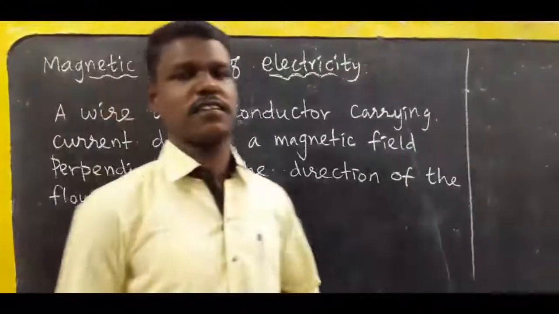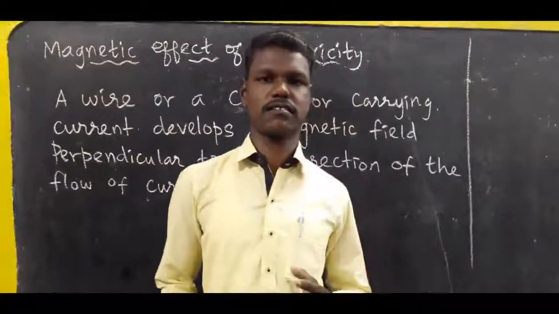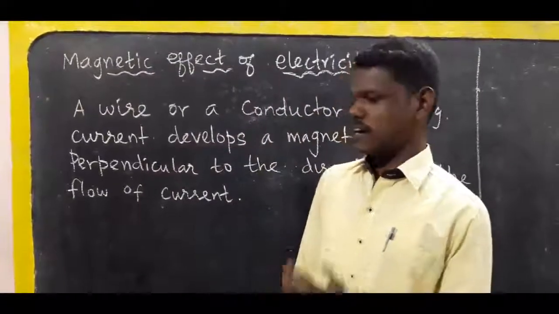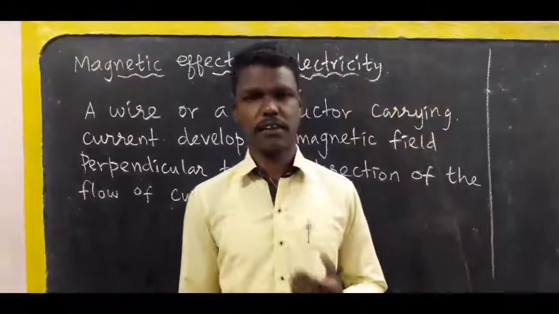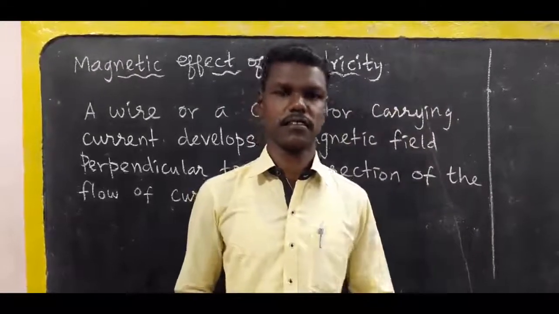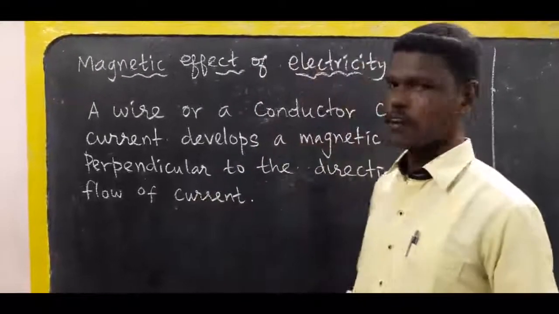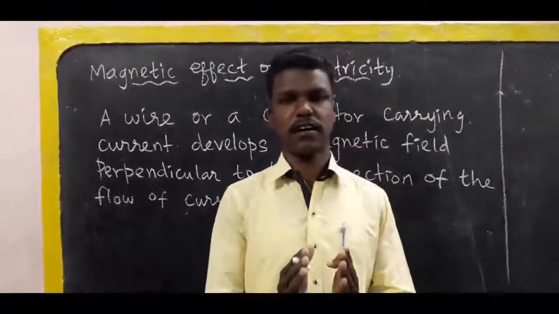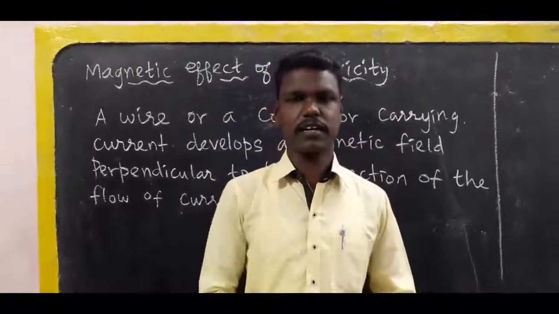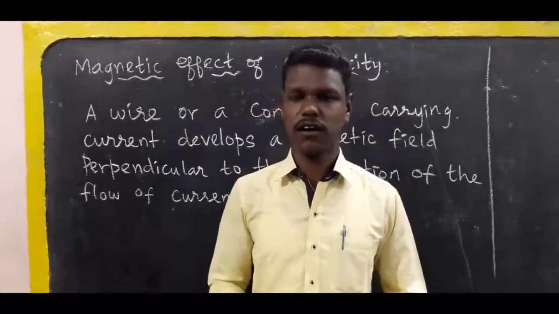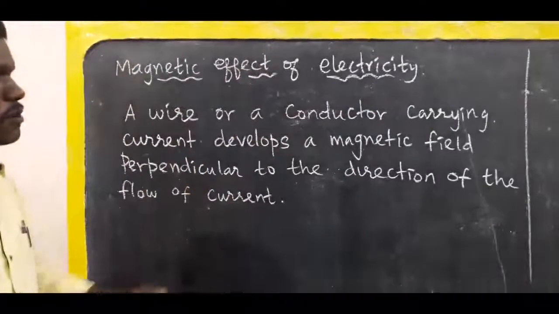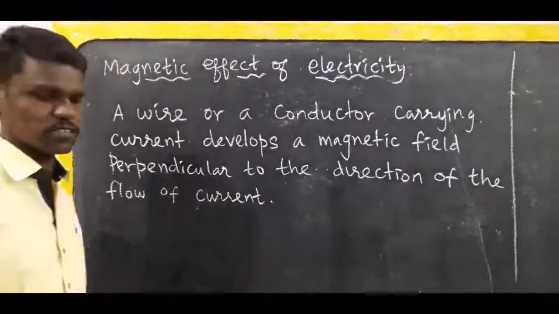Hi dear students, in this session we are going to study the magnetic effect of electric current. As we know, the effects of electric current: the third topic is the magnetic effect of electricity. Last class we discussed the chemical effect and the heating effect. Now the third concept, the magnetic field produced due to electricity, we are going to discuss.